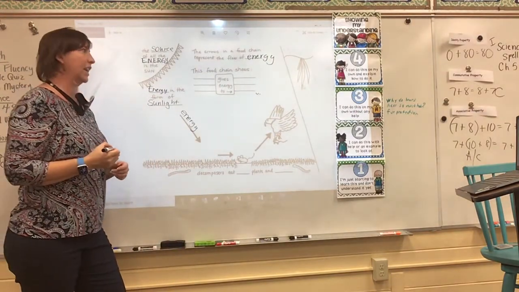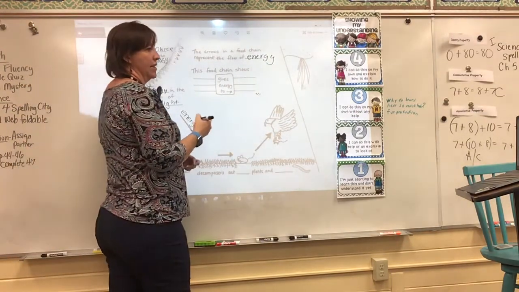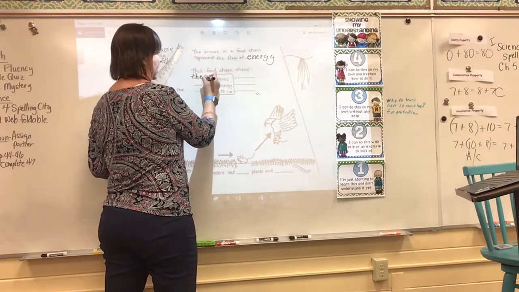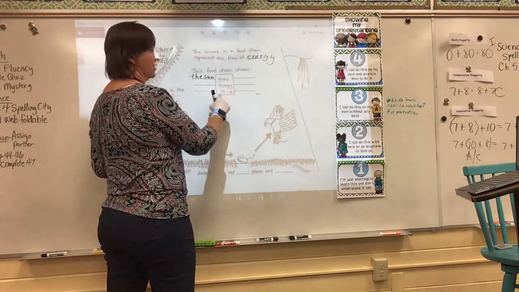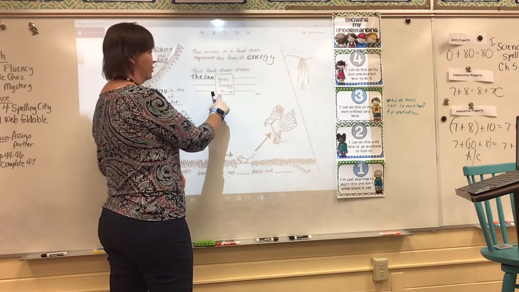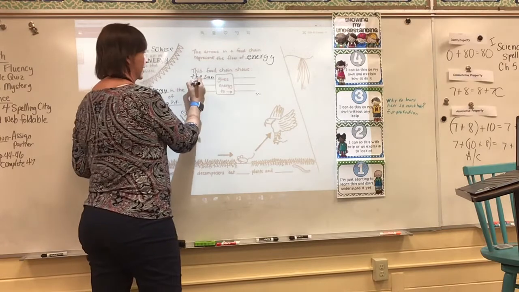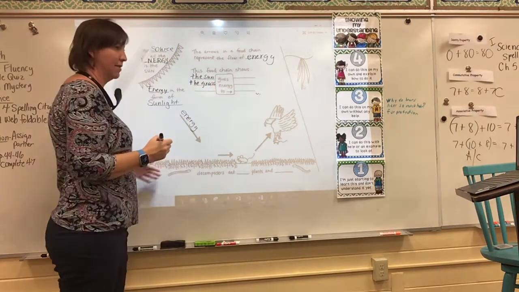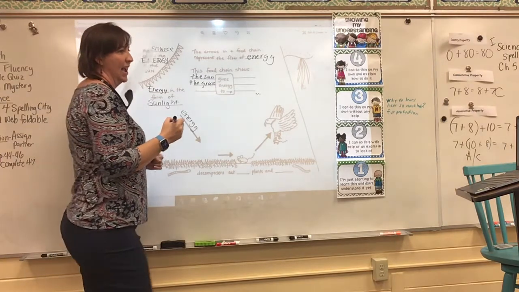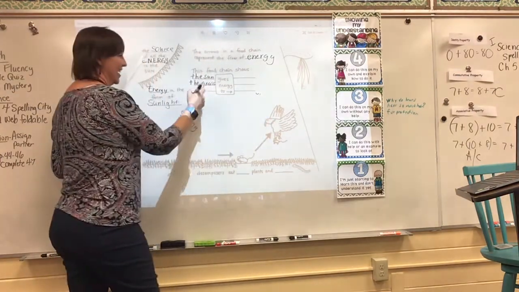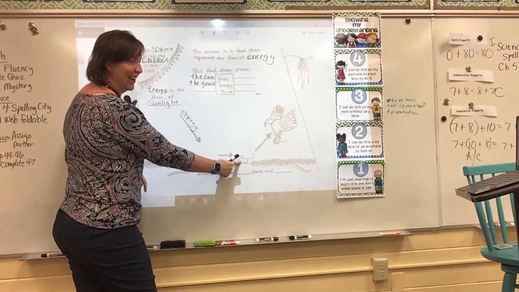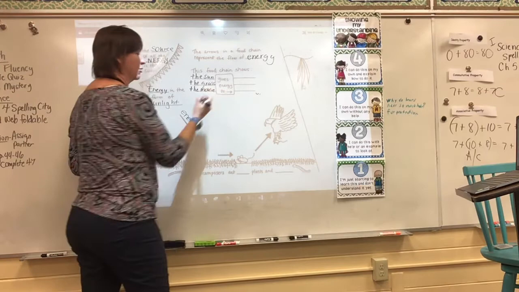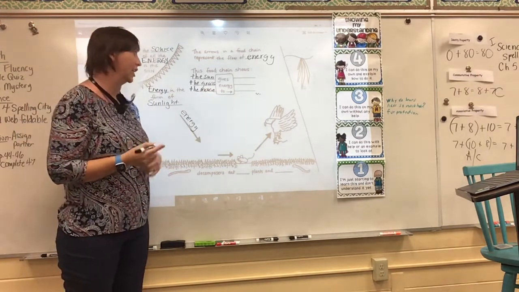This food chain shows the sun is the first part. Gives energy to the what? Grass. Plants. Yeah, plants could be one because that's the green part down on the bottom. And then the grass feeds the mouse. Decomposers don't usually eat grass unless it's dead grass, but they could.